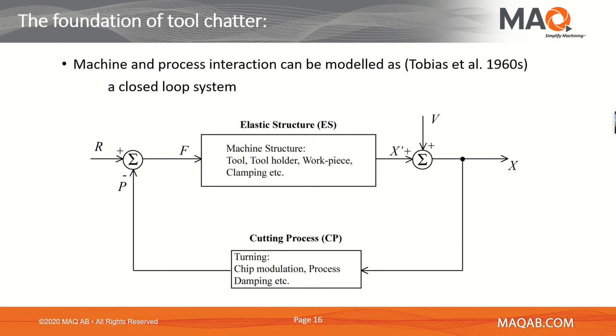The foundation, as I have just mentioned, was built in 1960 by Tobias and a few of his colleagues. He's very famous in this area. We were able to build up a closed loop system. For example, when we have a cutting force applied on the elastic structure of the machine, the tool holder and so on, it affects the displacement of the elastic structure. This displacement then affects the cutting process to decide the cutting force. So the cutting force and the displacement decide the next cutting force coming into the elastic structure, and this forms a closed loop or feedback loop. As we all know from signal processing, when you have a closed loop system, you have boundaries where the system becomes stable or unstable, depending on the interaction between the two coupled systems.